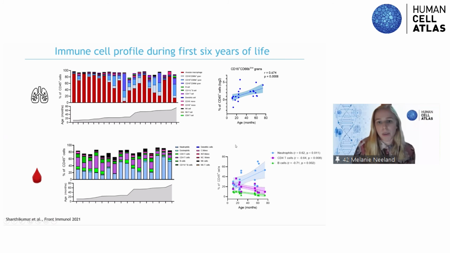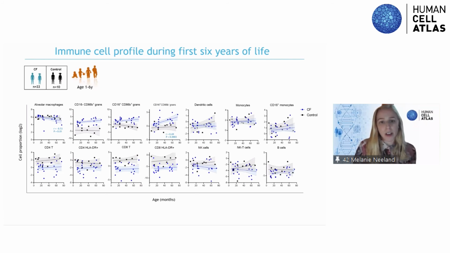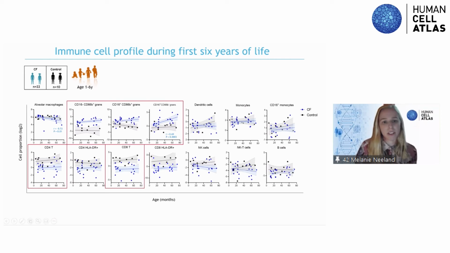However, how does this compare to healthy controls? We also looked at this, and what we show is that children with CF have this marked increase in granulocytes over the first 6 years of life. That's not seen in healthy control children. And we also see this sustained reduction in CD4 and CD8 T cells in children with CF.